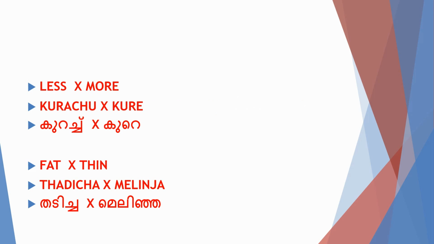Next one, less, more. Less is കുറച്ച്. More is കുറെ. കുറച്ച്, കുറെ. Fat, thin. Fat means തടിച്ച, thin means മെലിഞ്ഞ. And if you are talking about something, as seen in the first example, you can say തടിച്ചത്, മെലിഞ്ഞത്.